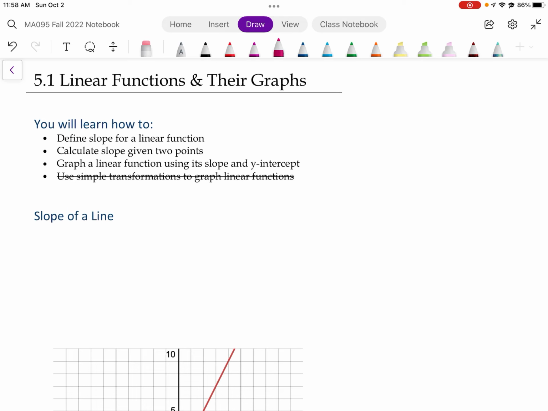All right, so some things to start with here. One, we really need to think about what slope of a line is. So I want you to pause the video and see how many ways you can come up with to define the slope of a line. All right, so hopefully you paused the video and you've at least thought about it.